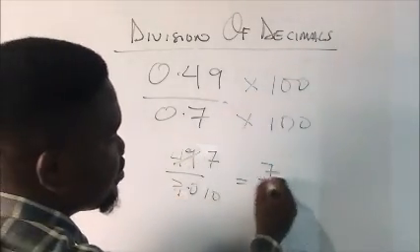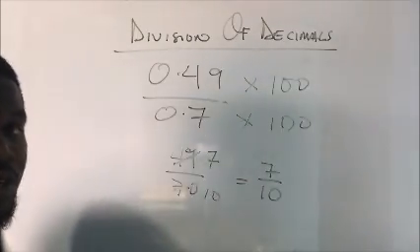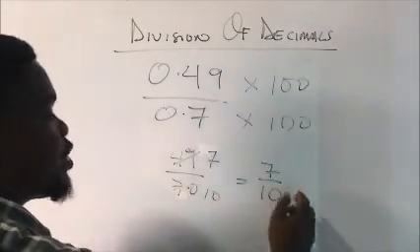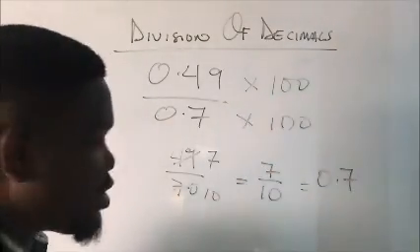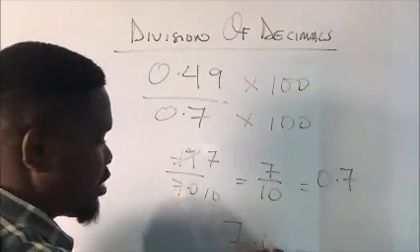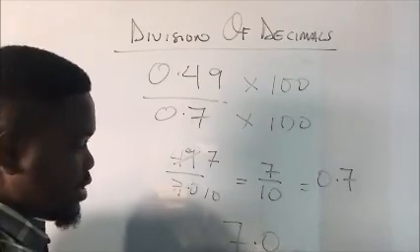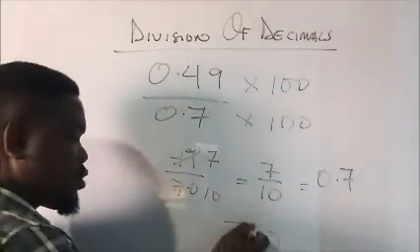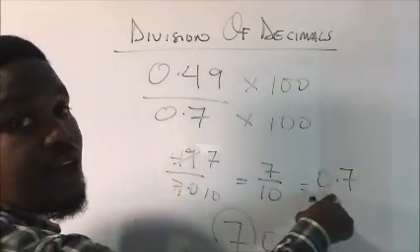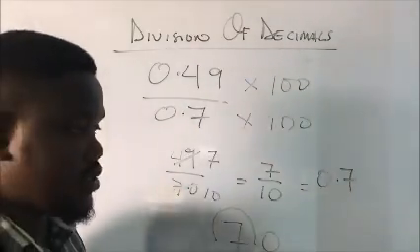So your answer is 7/10. You are dividing, so it will move to the left. So our answer is 0.7. Every whole number you see has a decimal point after it. So this 7 is 7.0. If you are dividing by 10, the decimal point moves one place to the left. That is how come we have 0.7.